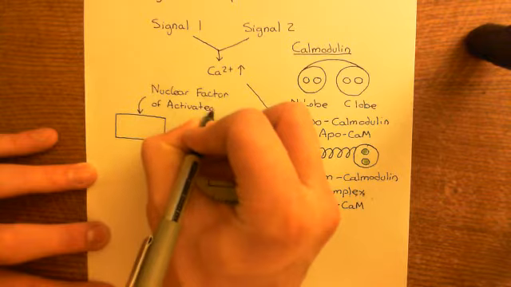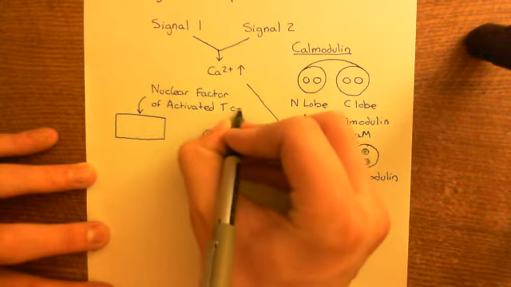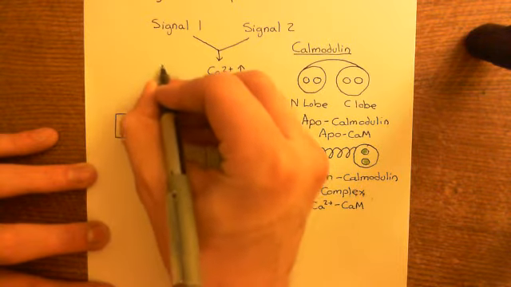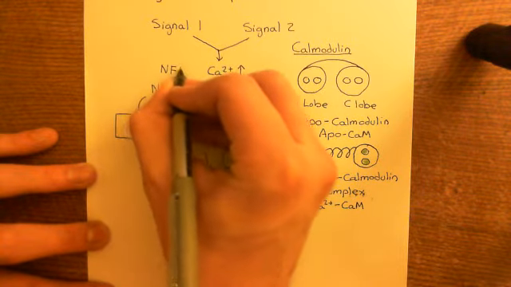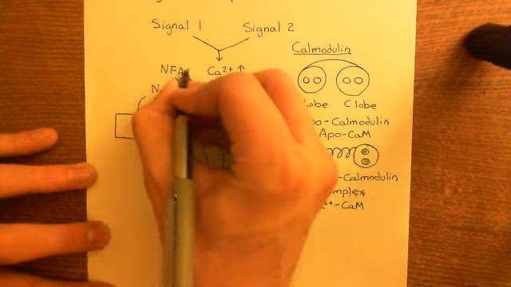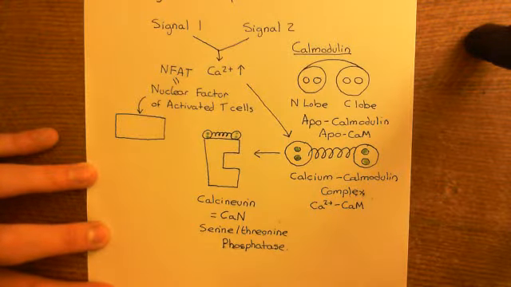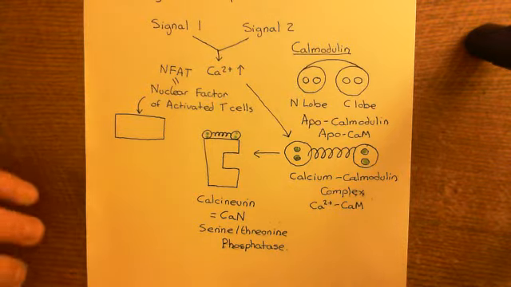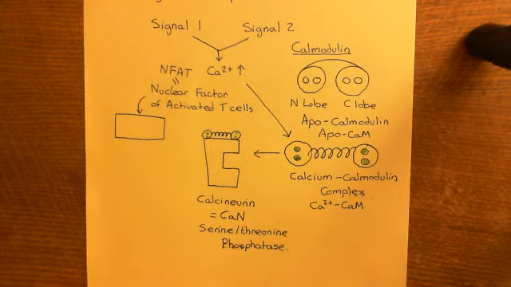So, nuclear factor of activated T cells. For short, the nuclear factor of activated T cells is abbreviated to NFAT. So NF for nuclear factor, and then AT for activated T cells. Okay, so NFAT is actually a transcription factor, so it can go into the nucleus and bind to the promoter regions of certain genes and increase the expression of certain genes and decrease the expression of others. So you can probably begin to see how this is all going to piece together now.